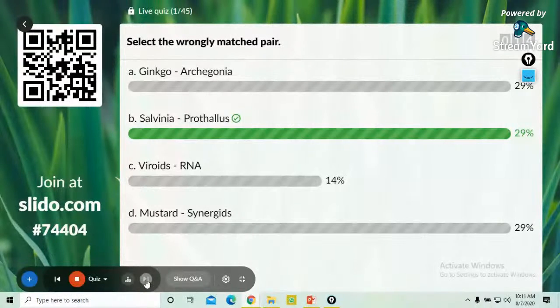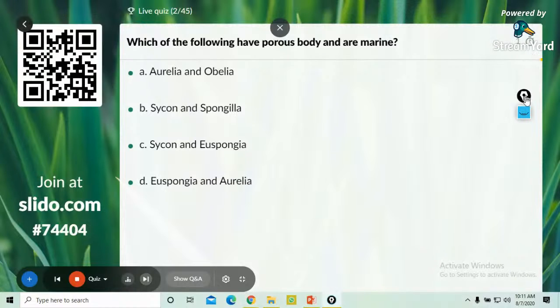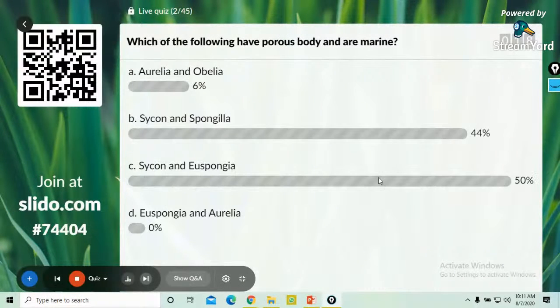Second question on the screen. Which of the following animals have porous body and are marine? Option A, Aurelia and Obelia. B, Cycon and Spongilla. C, Cycon and Euspongia. And option D, Euspongia and Aurelia. 4 seconds remaining to answer this question. Yes, the correct answer for the question is option C. Cycon and Euspongia have porous body and are marine.